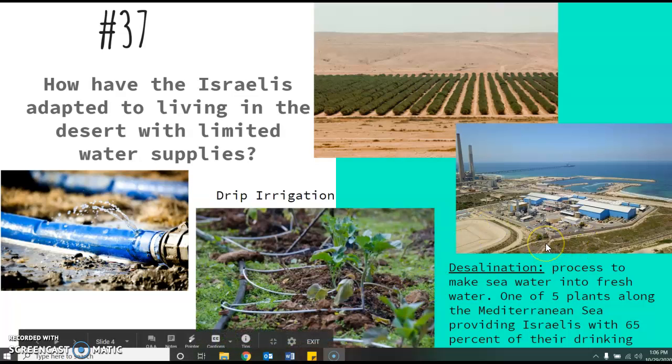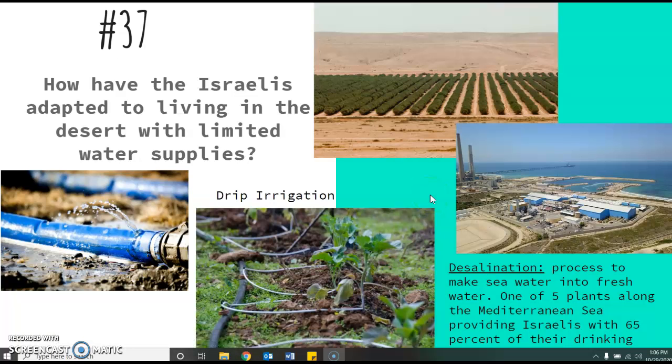And then the last way in which Israel is adapting is through something called desalination. Desalination is a process in which you can take seawater that's salty, that you can't usually drink or use for irrigation. You process it through these big plants that look like this, and the water that comes out, you can drink and you can irrigate with and you can use.